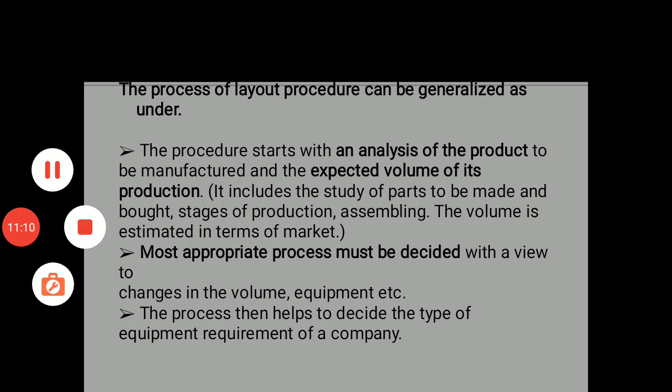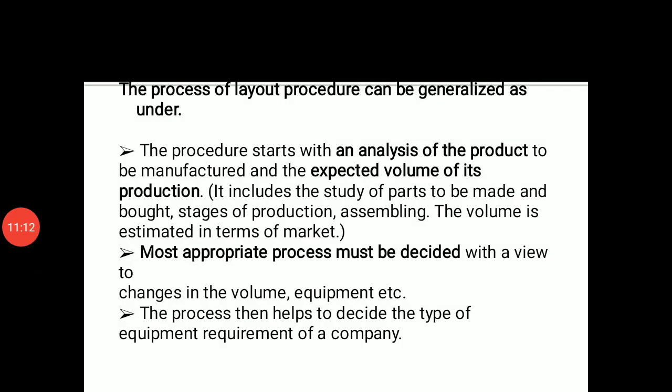Number one, the procedure starts with an analysis of the product to be manufactured and the expected volume of its production. That means you have to decide what product you want to produce, what the expected volume is, and what the production will be. You have to decide that at the first stage. In detail, it includes the study of the parts to be made and bought, the stages of production, and assembling. The volume is estimated in terms of the market.